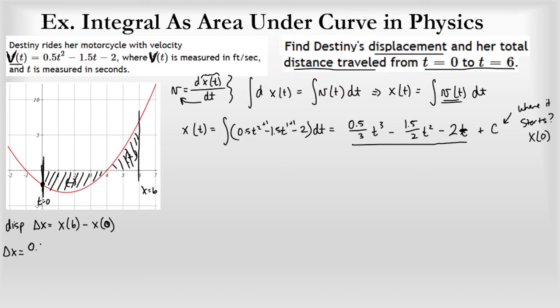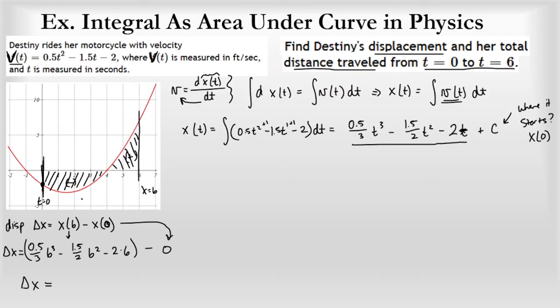So I can go 0.5 divided by 3 times 6 cubed minus 1.5 over 2 times 6 squared minus 2 times 6. All right, that's the first term. That's x of time equals 6 seconds. And then this term I already did in my head, 0. Okay, so when you calculate this out, you can go ahead and take a moment to do that on your own.